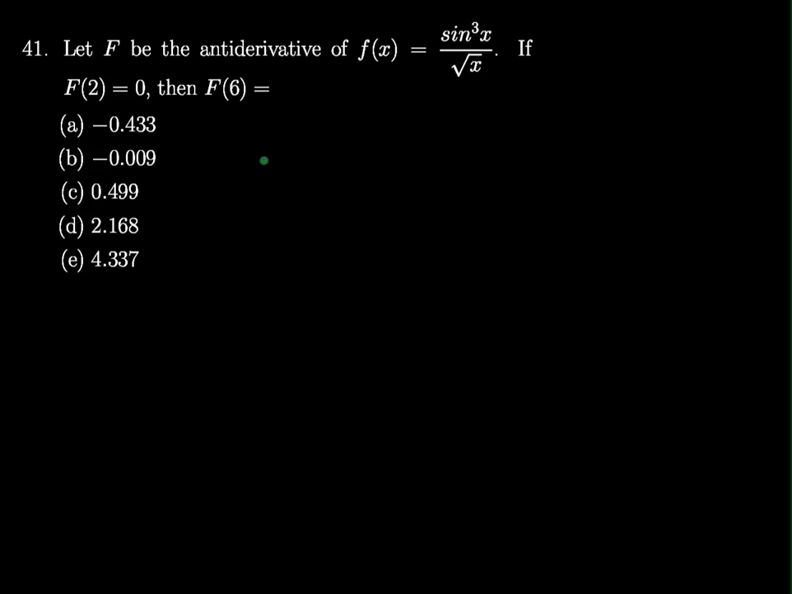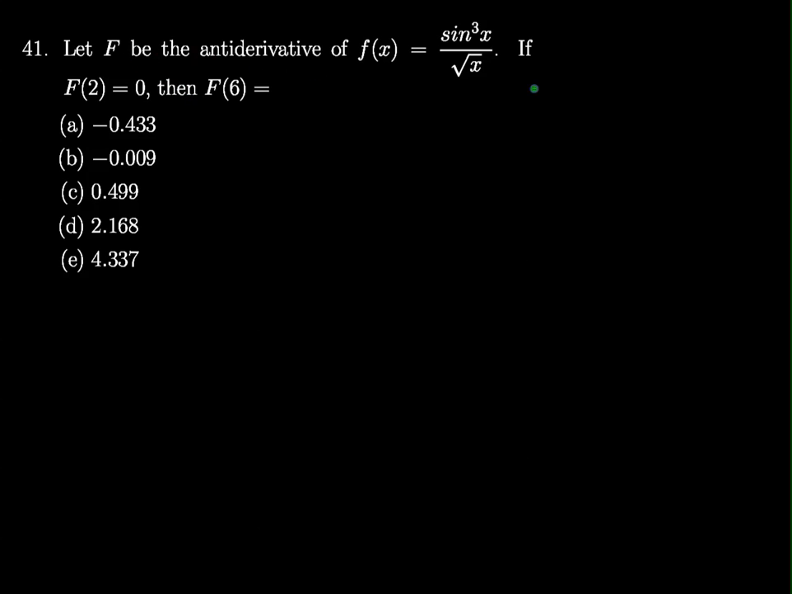41. Let F be the antiderivative of little f of x equal to sine cubed x over the square root of x. If F of 2 equals 0, then F of 6 equals what?